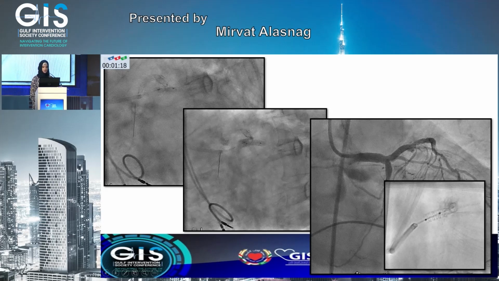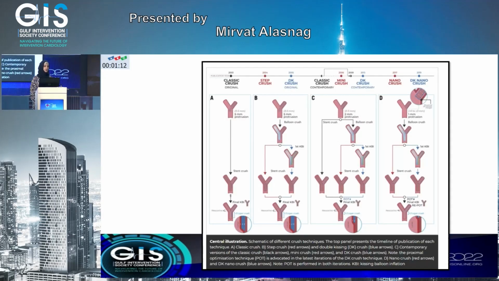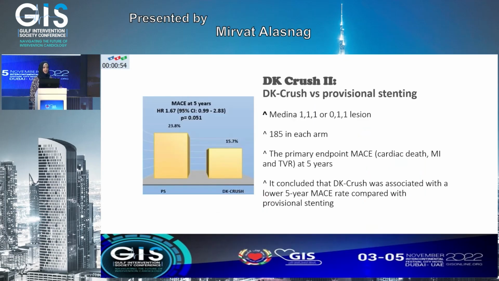Proximal optimization, if you chose, like this left main was a normal ostium, you do not need to stent all the way back. DK crush is the final technique, but actually it's taken a lot of evolution in the last decade and a half, from classic crush to step to mini crush to DK, nano, and so on. Bear in mind that the nano and DK nano actually don't have much published evidence yet, and so we really stand in terms of evidence at DK crush.